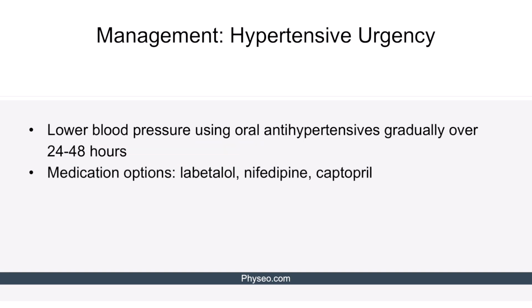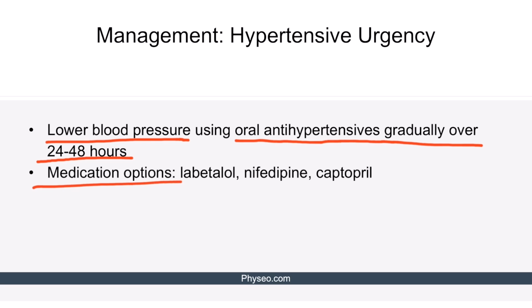Following the thorough diagnostic assessment, if the patient is determined to have hypertensive urgency, clinicians should lower the blood pressure using oral antihypertensives gradually over a period of 24 to 48 hours. Commonly used medication options include oral labetalol, nifedipine, and captopril.